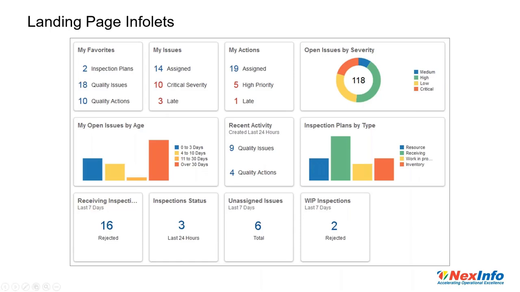As soon as you log in to the quality management cloud, this is like a landing page, and again this is all configurable. So you can see open issues by severity. The quality management cloud can automatically create a quality issue, which can be logged, and then you can create a severity around it.